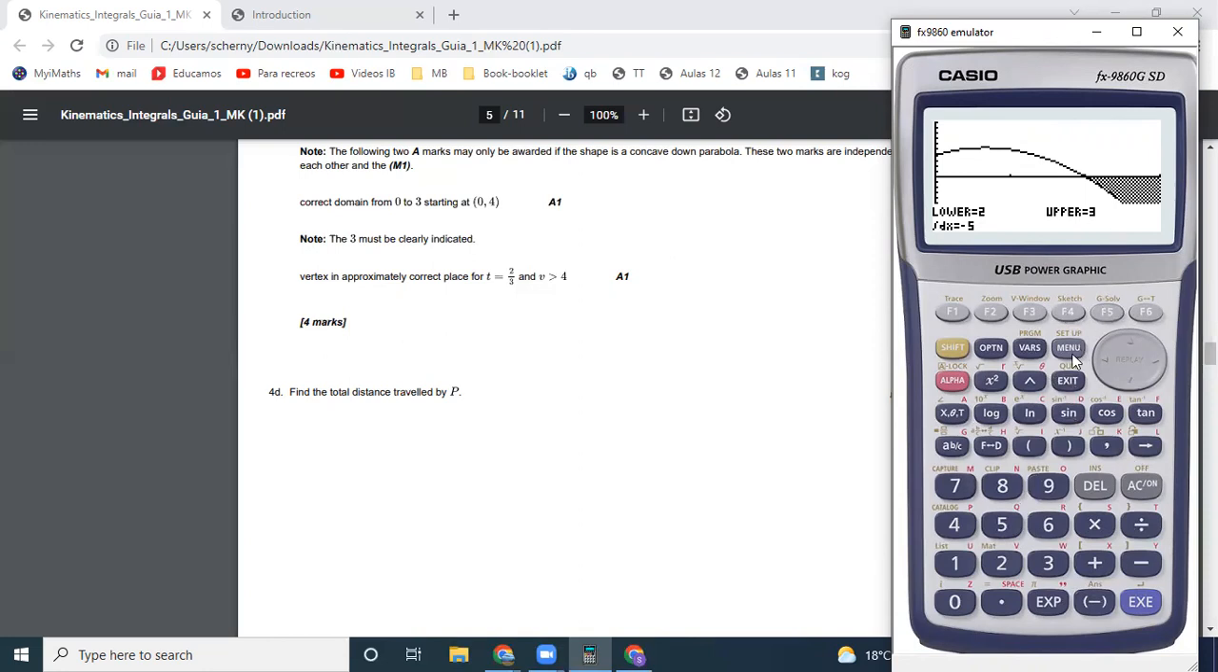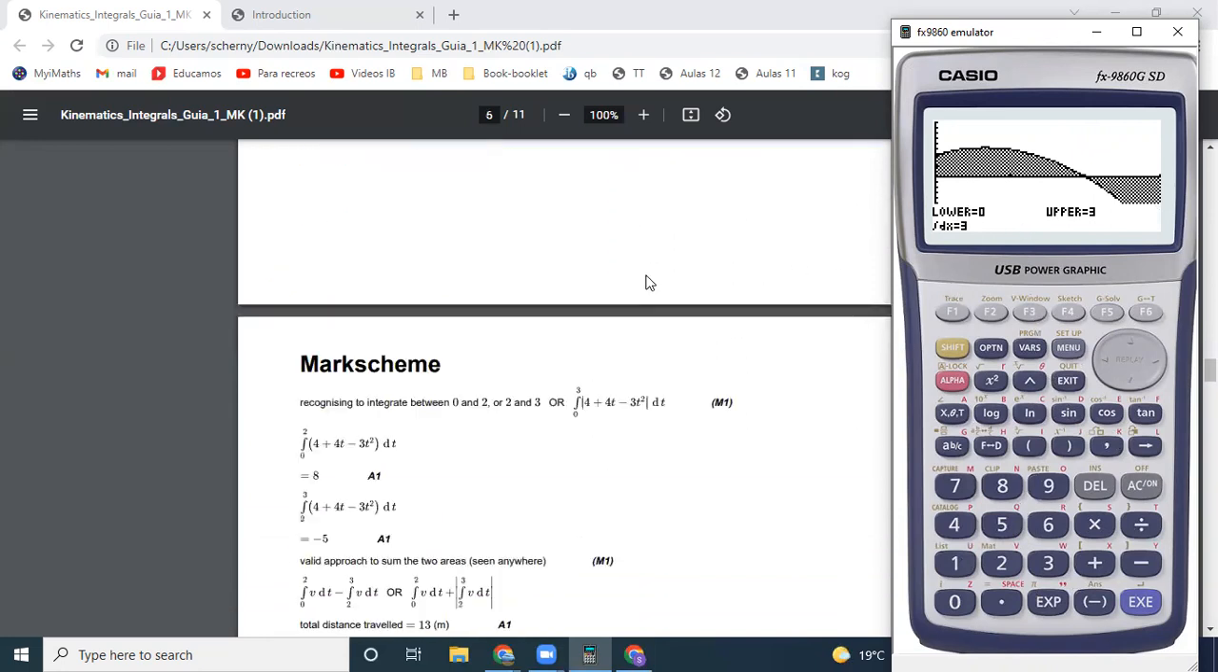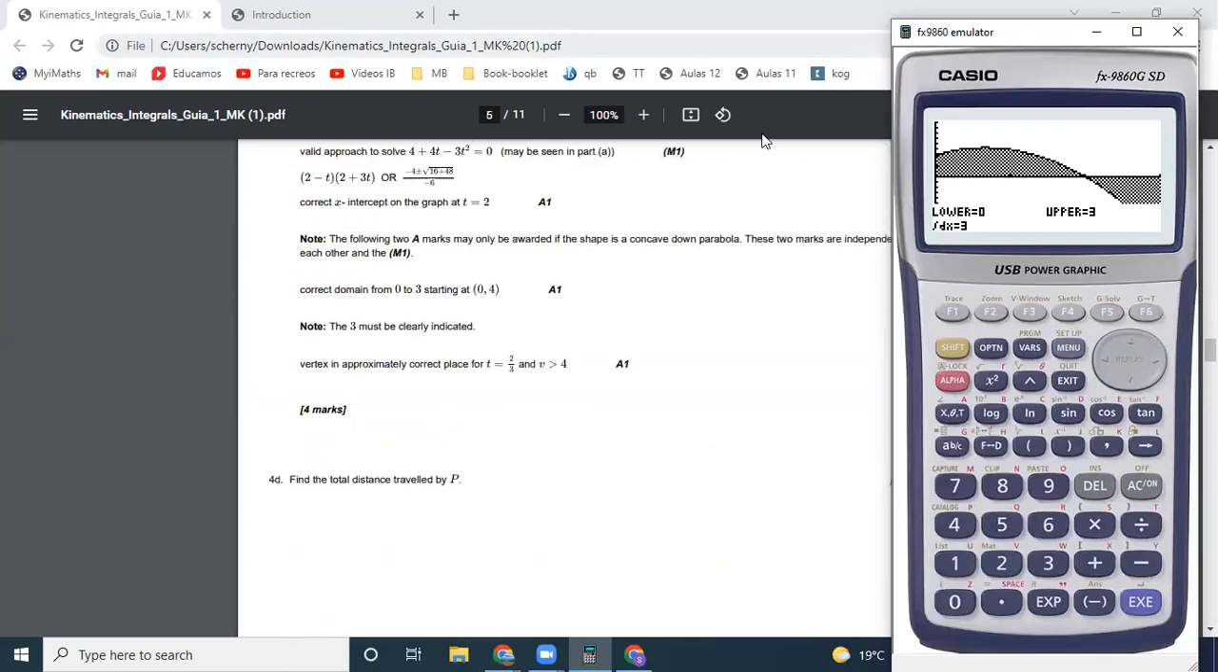You can check with the GDC that if you were to find the total integral between 0 and 3, then the answer is 3. Why? Because the answer is 8 minus 5, which is 3, and this is the displacement, not the total distance traveled. So that's that for exercise 4. I'm going to end the video here and continue in another one.